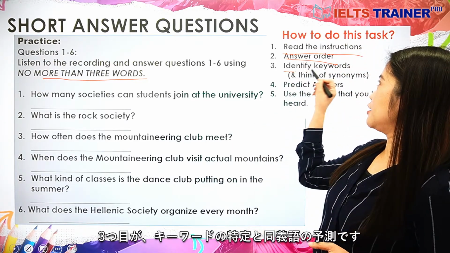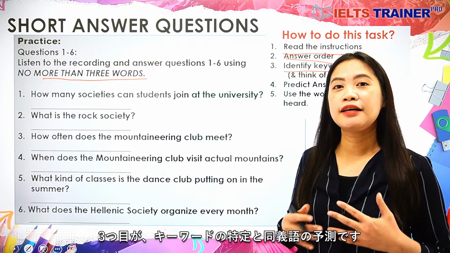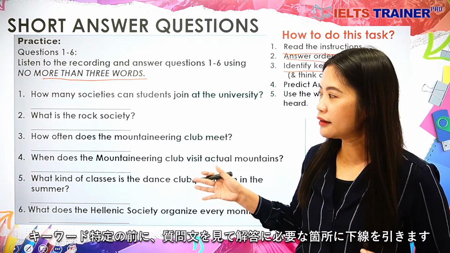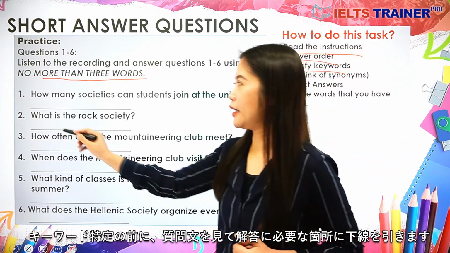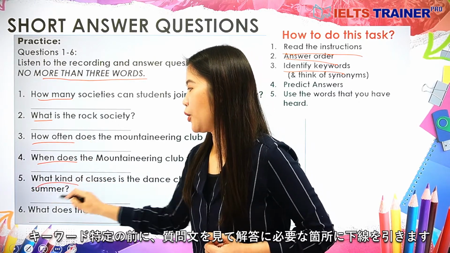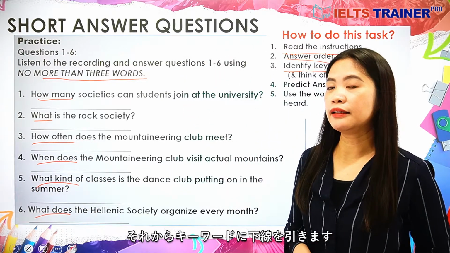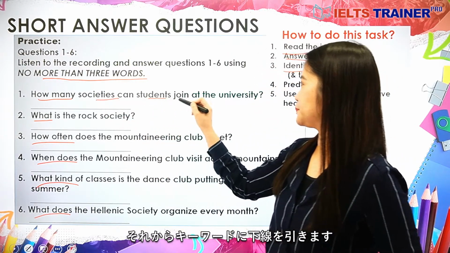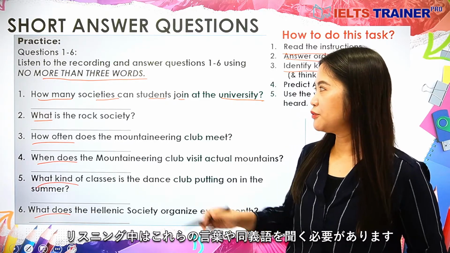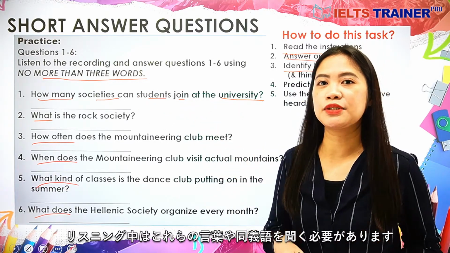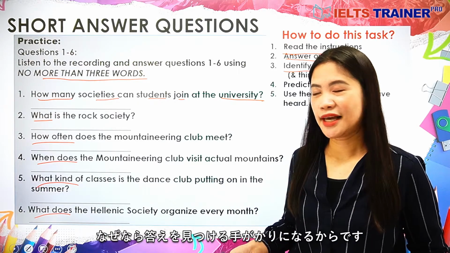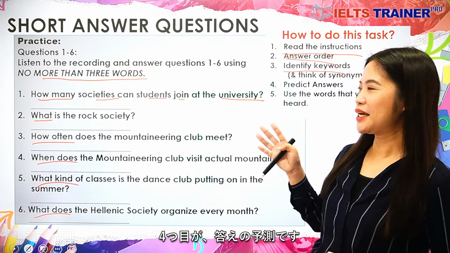Number 3, identify keywords and think of synonyms. But before you underline the keywords, look at the questions and underline the type of information that you need to answer with. And then underline the keywords like this. During the listening, you need to listen for these words or their synonyms because they will help you give the answers. And number 4, predict answers.